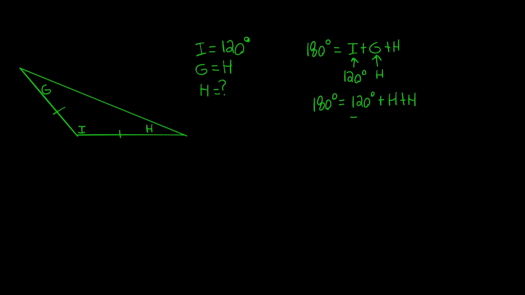So that's exactly what we're going to do here. We're going to subtract 120 from both sides. And 180 minus 120 is going to give me 60 degrees, which is going to be equal to H plus H, which is 2H. Now, to isolate for H, we have to divide both sides by 2. Which is going to give me 30 degrees is equal to H. Now, remember that H is also equal to G. So we'll have 30 degrees is equal to G.